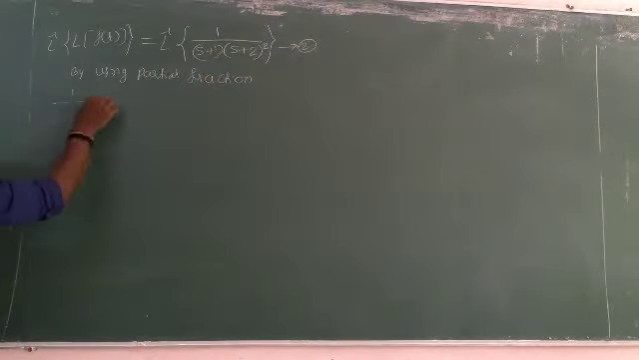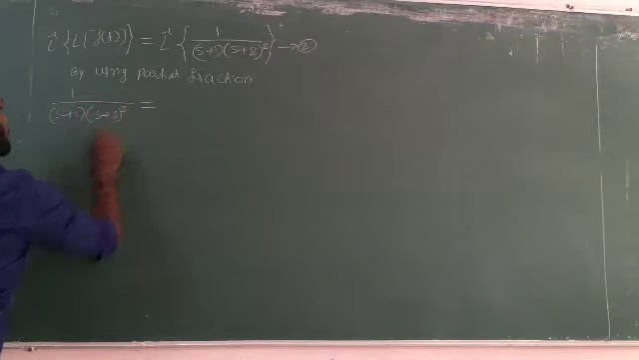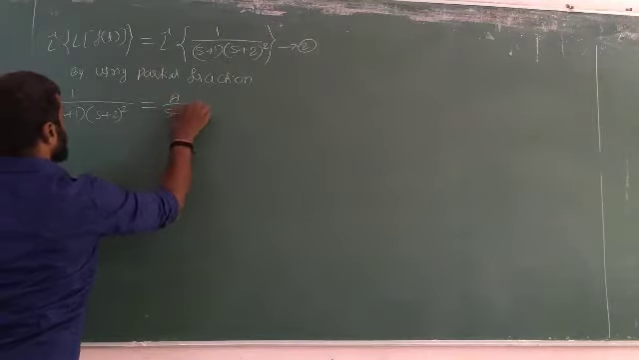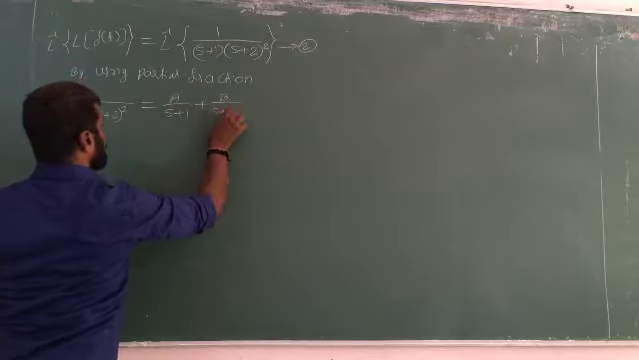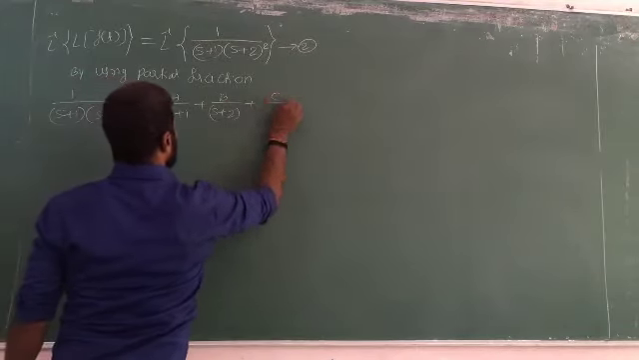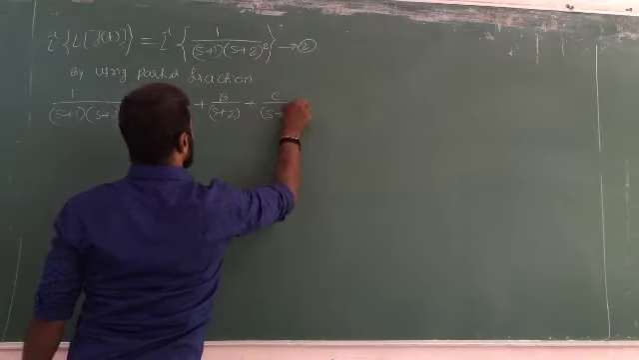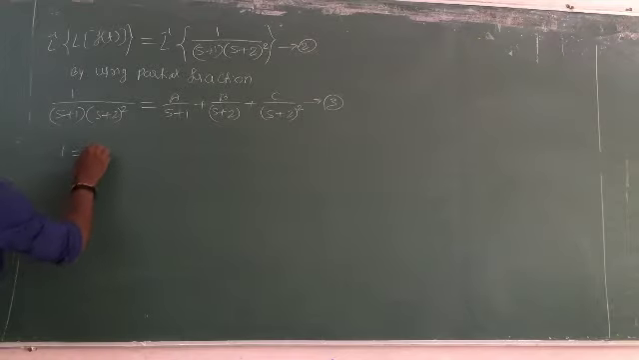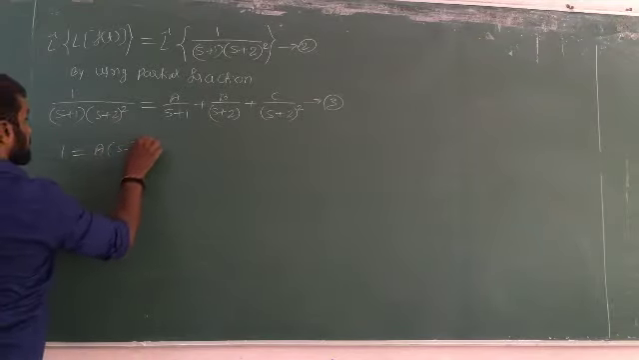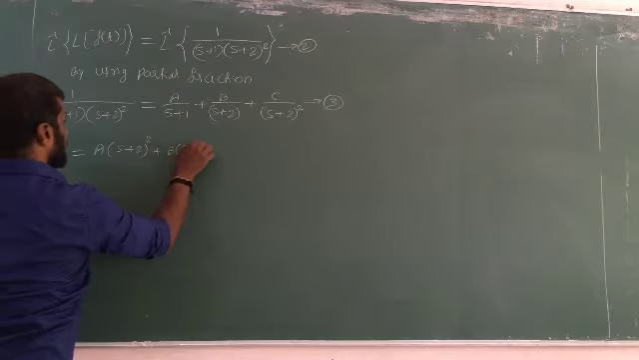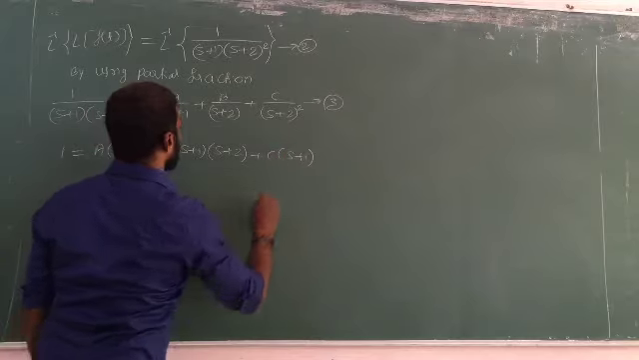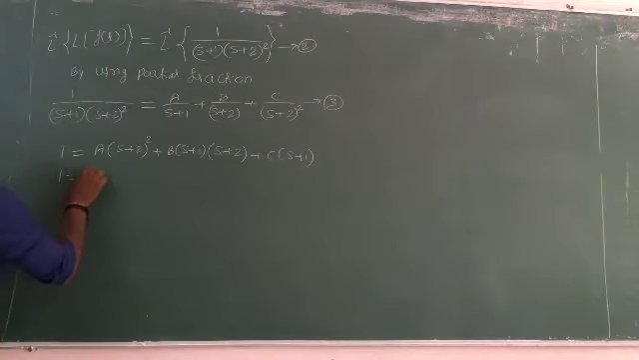So I can write like this: 1 divided by s plus 1 into s plus 2 whole square. So by using partial fractions, non-repeated root and repeated root, s plus 1. Simplify this. 1 is equal to A of s plus 2 whole square plus B of s plus 1 into s plus 2 plus C of s plus 1. So simplify this. 1, now I can write directly.